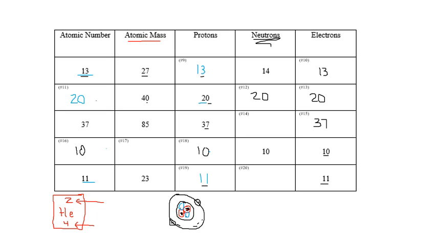All right, you take, let's see here, 85 minus 37, that's going to be 48 neutrons. If you take 23 minus 11, that's going to be 12.